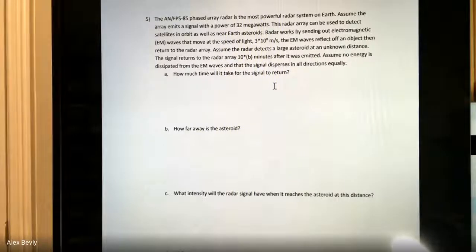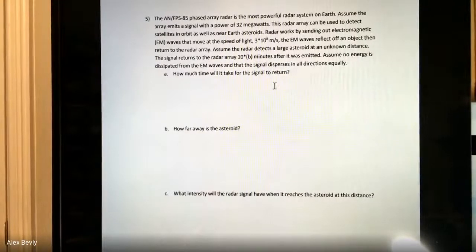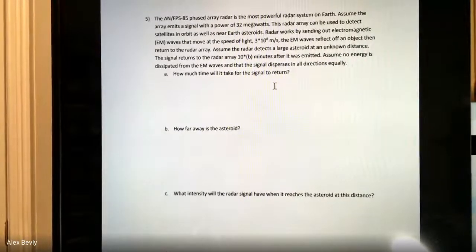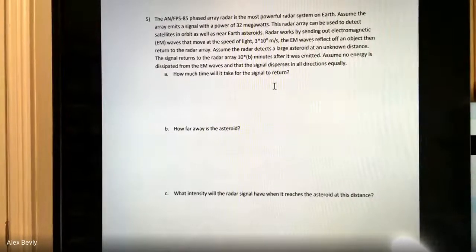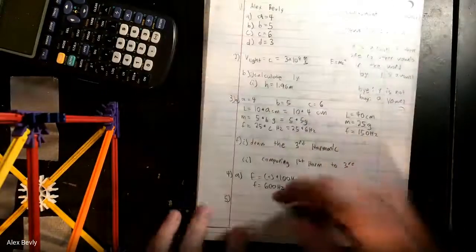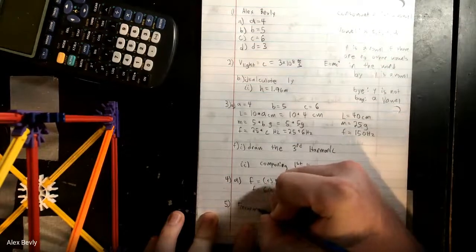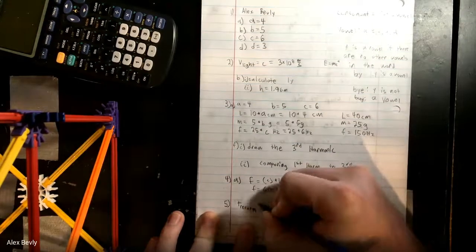All right, so now we have this radar system. It emits a power of 32 megawatts. We use it to detect satellites or near Earth asteroids. So we have the speed of light, so all of that's constant. The only thing here that's going to change is the signal returns to the array 10B minutes after it was emitted. So we're going to see the time to return after being emitted. Return, with an N, not an M.